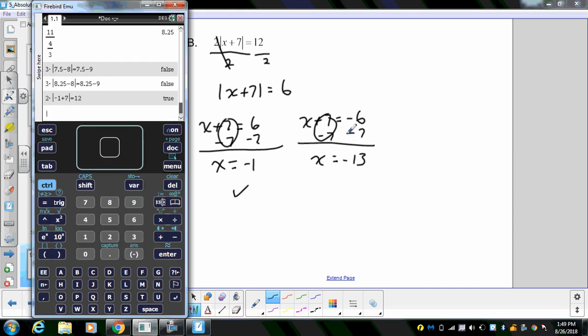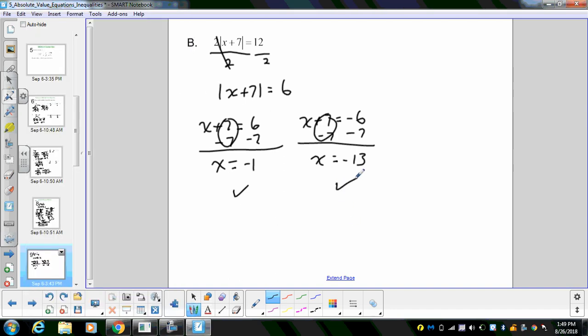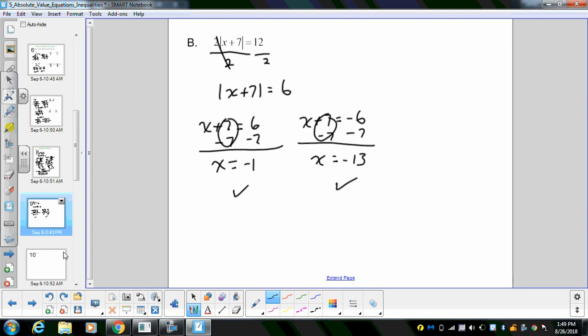And then you can do the same thing with this guy. So I'm going to scroll up, re-highlight, and since it's negative 13, all I'm going to actually do is add a 3 there, and then hit enter, and it says true as well. So those both work. So that's a quick, easy way to check it since you did all the work by hand already. You don't need to redo the whole problem. All right, let's look at one more.